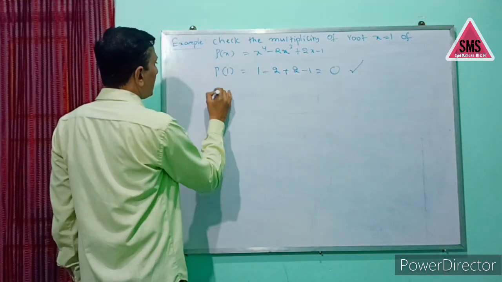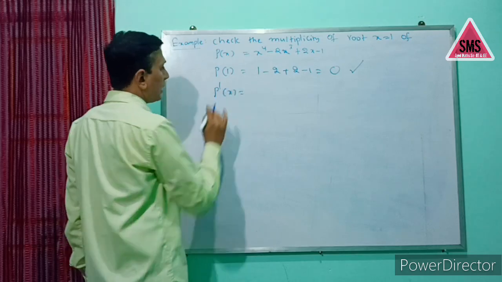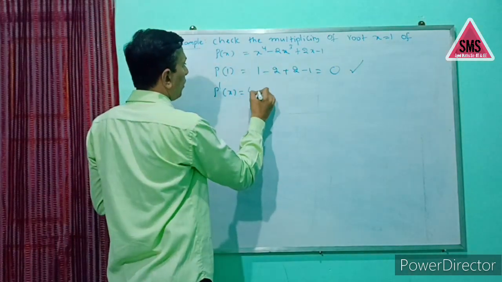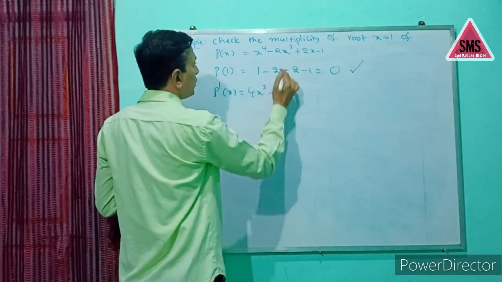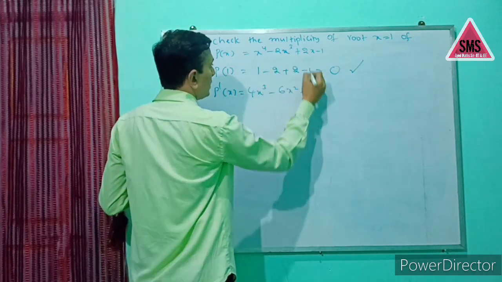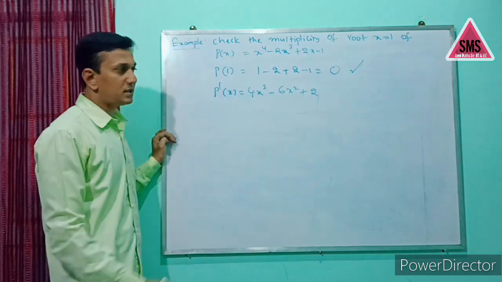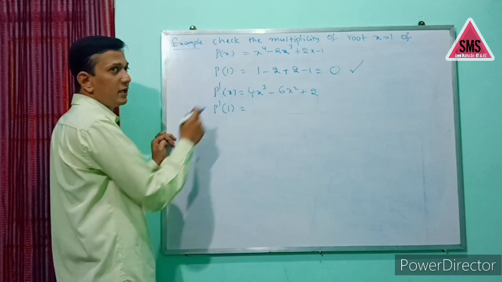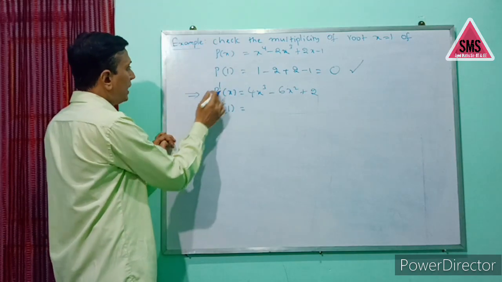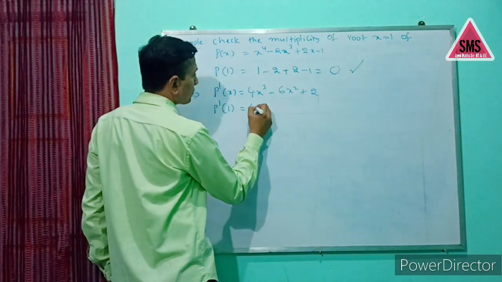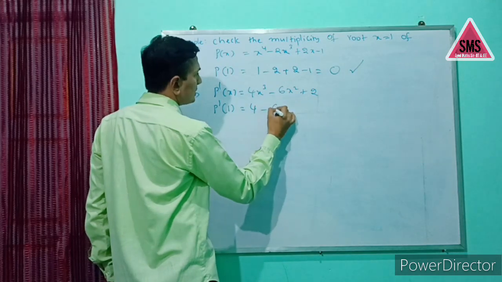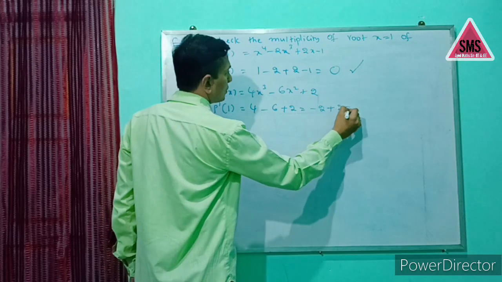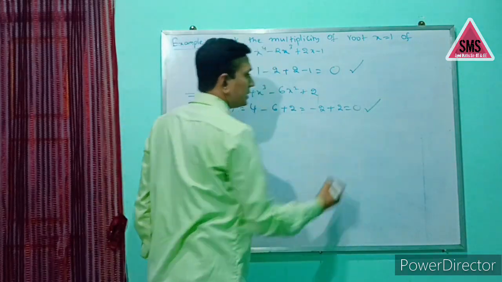Let us take the first derivative of this polynomial. p dash x is 4x cube, minus 3 twos are 6, x square, plus 2, and the constant is going to be 0. Now let us check p dash 1. Substitute x equal to 1 in p dash x. Now 4 minus 6 plus 2, which is 0. So it is also satisfied.